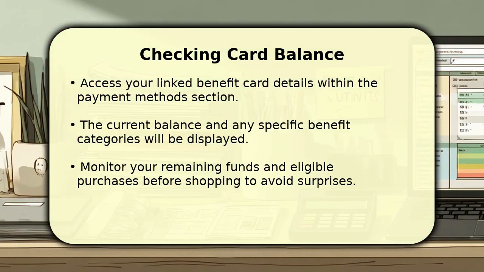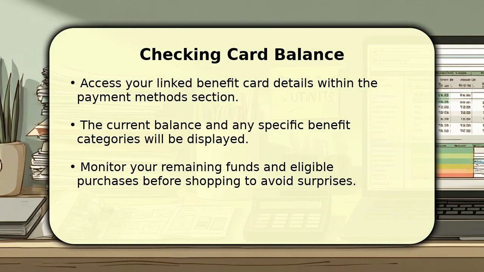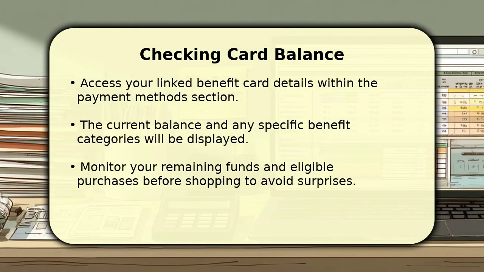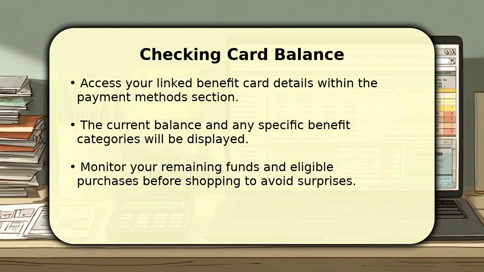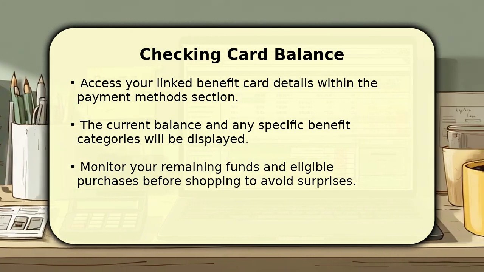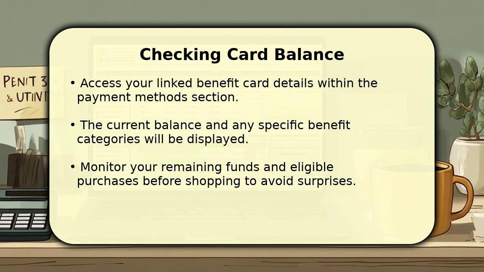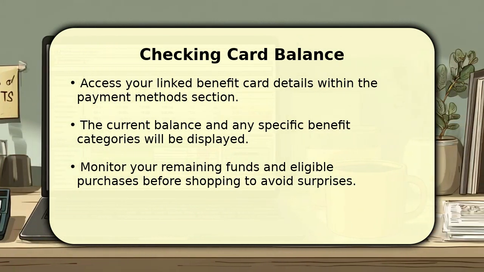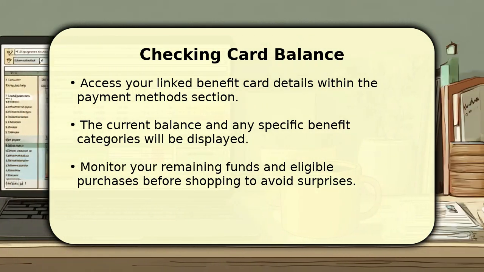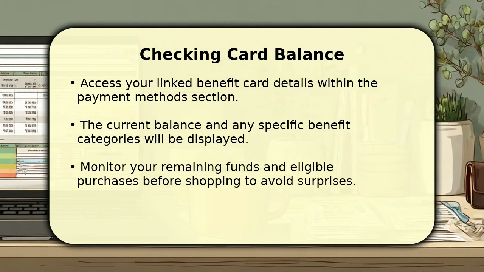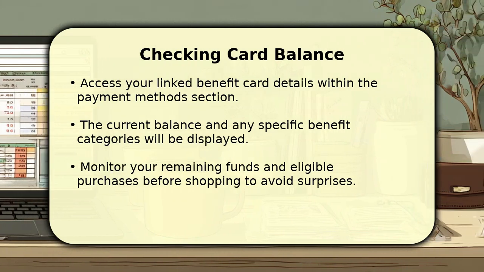After linking your card, it is easy to check your available balance and understand your benefits. Simply revisit the Payment Methods section and select your added benefit card. Here, you will see your current funds, perhaps broken down by specific benefit categories such as over-the-counter items or healthy foods. Regularly checking your balance helps you plan your purchases and ensures you always know how much is available.